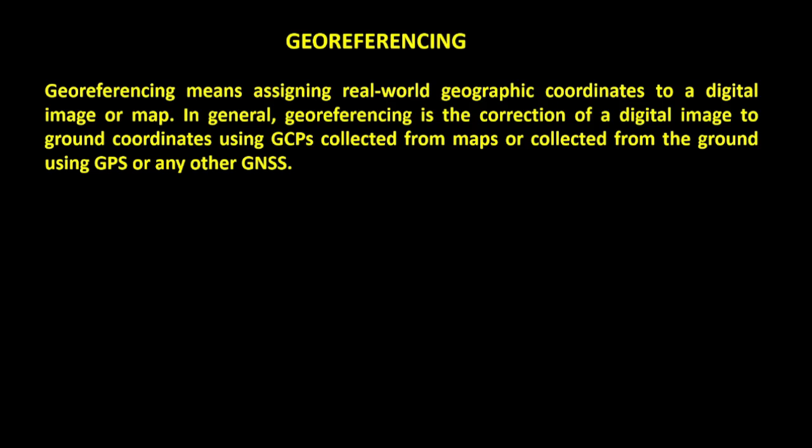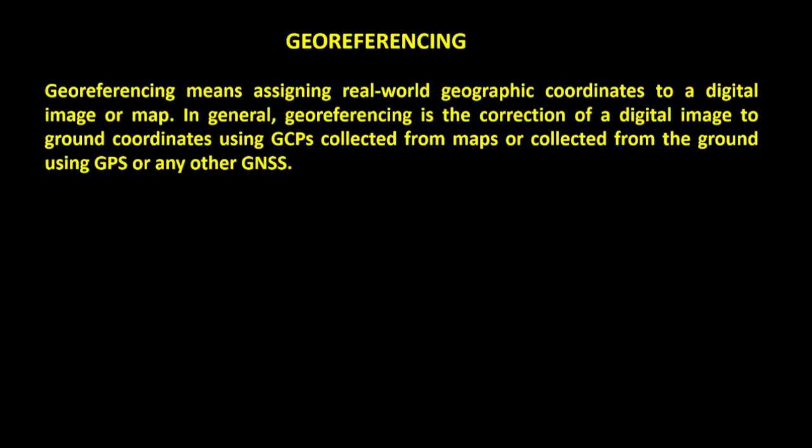In aerial georeferencing, it is the correction of a digital image to ground coordinates using GCPs collected from maps or collected from the ground using GPS or any other GNSS systems. Here GCP denotes ground control points, GPS denotes global positioning system, and GNSS denotes global navigation satellite system.